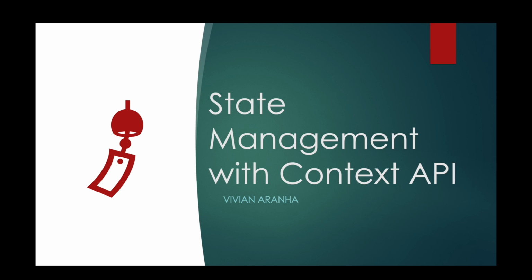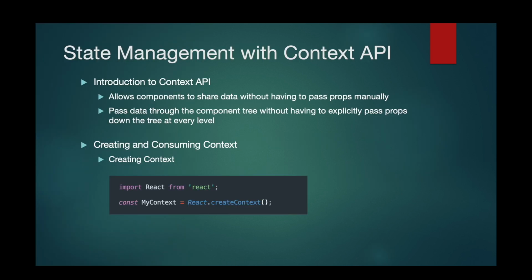State management with Context API. Introduction to Context API. The Context API is a feature introduced in React that allows components to share data without having to pass props manually through each level of the component tree. It provides a way to pass data through the component tree without having to explicitly pass props down at every level.